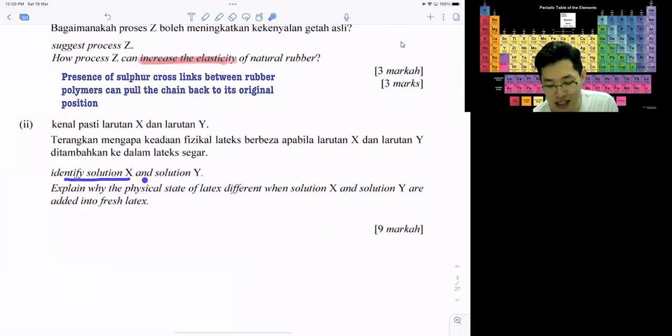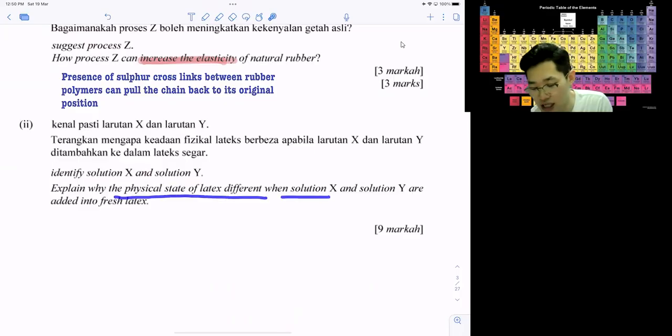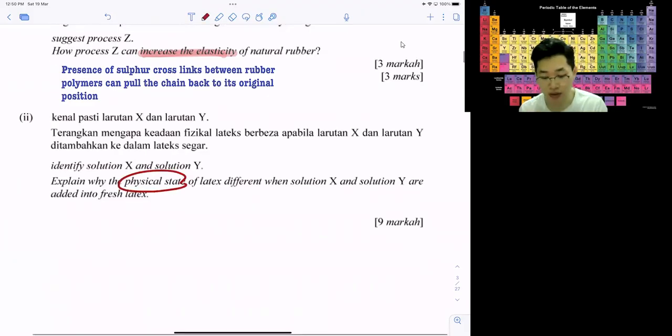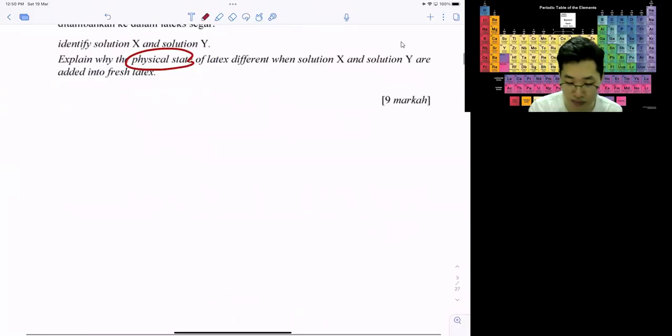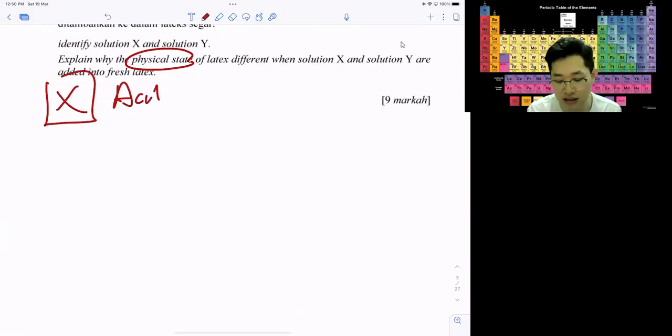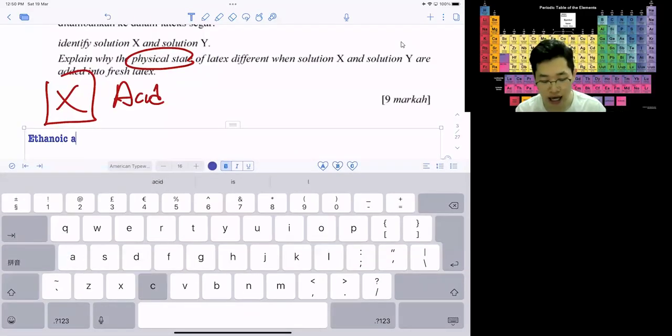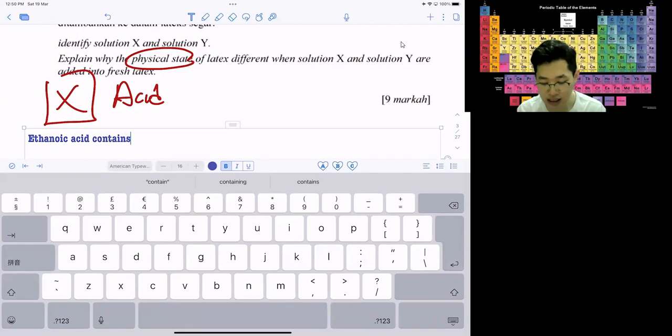Identify solution X and solution Y. Explain why the physical state of latex is different when solution X and solution Y are added into the fresh latex. So this is the coagulation process. Physical state, solid and liquid. When I add solution X, the acid, what happened? You will say, ethanoic acid contains hydrogen ions.